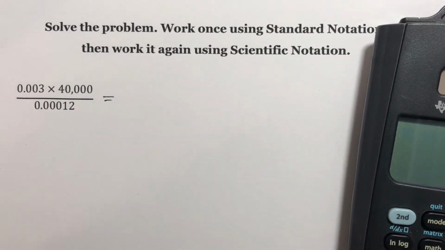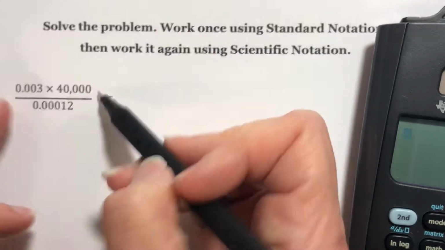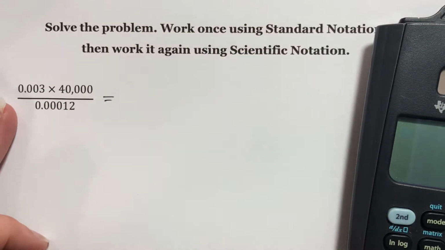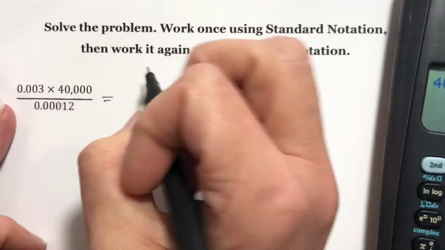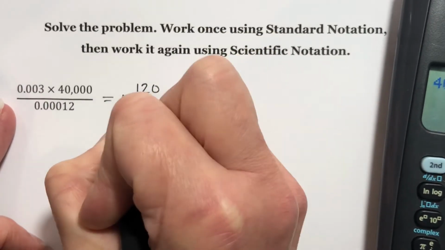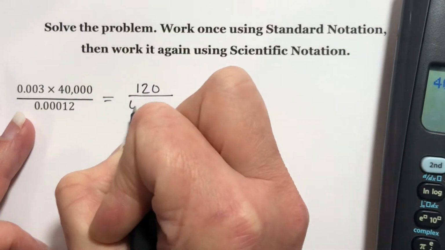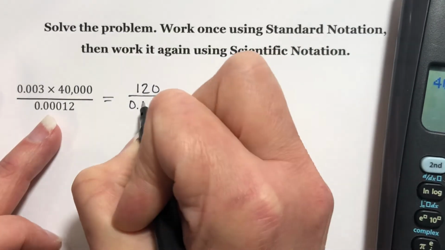which means I need to do parentheses first, which stands for any grouping symbol. And the fraction bar is a grouping symbol, so I need to do that multiplication across the top first. 40,000 times 0.003 is 120. And then I want to divide it by this. How many zeros do I have? 3 zeros.